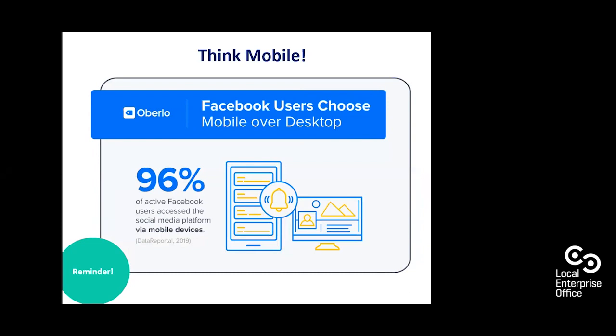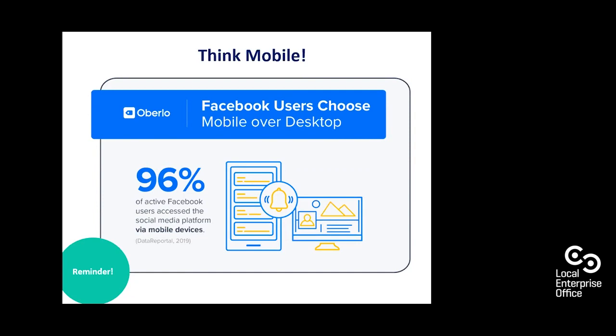So again, this is true with the internet generally, but certainly when it comes to social media. Obviously something like Instagram, for instance, is 100% mobile because it's a mobile application. But even with the likes of Facebook, 96% of active Facebook users access the social media platform via their mobile device. You can see it's, for all intents and purposes, a mobile platform.